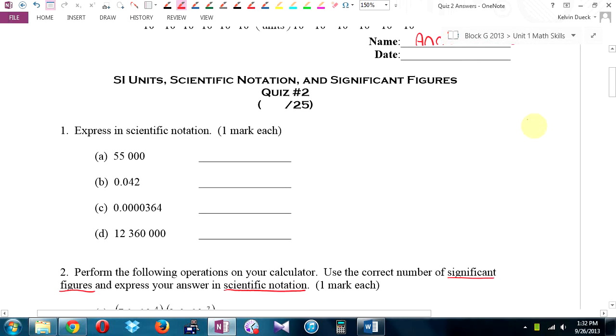Number 1, all or nothing. Express in scientific notation. 5.5 times 10 to the fourth. Yes? Count them, fourth? Yep. 4.2 times 10 to the negative 2. 3.64 times 10 to the negative 5? Yes.